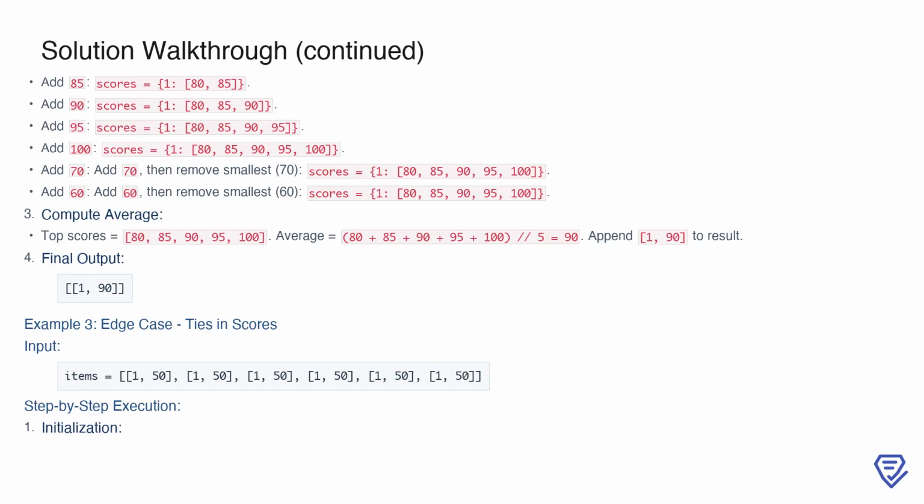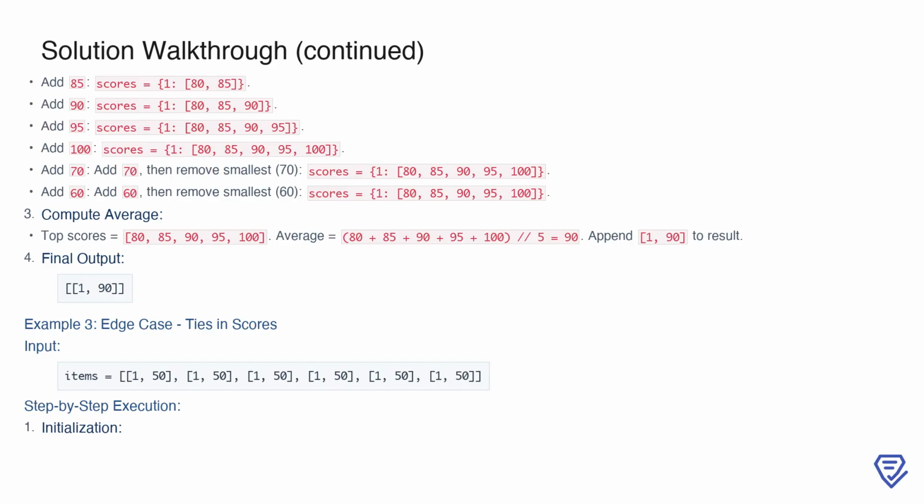When we add additional scores like 70 or 60, we first insert the new score and then remove the smallest value to maintain the top 5. For example, adding 70 results in removing the smallest score, so the list remains 80, 85, 90, 95, 100. The same happens when adding 60.